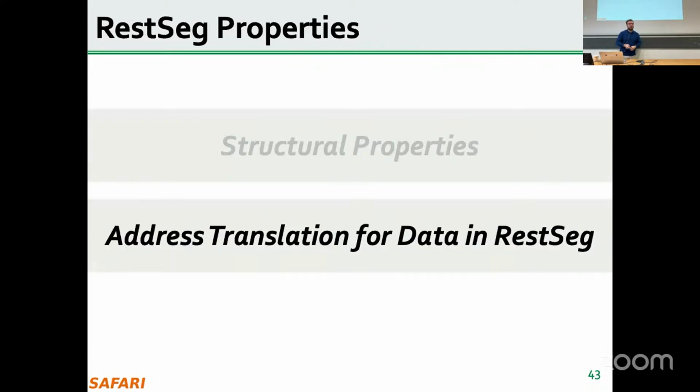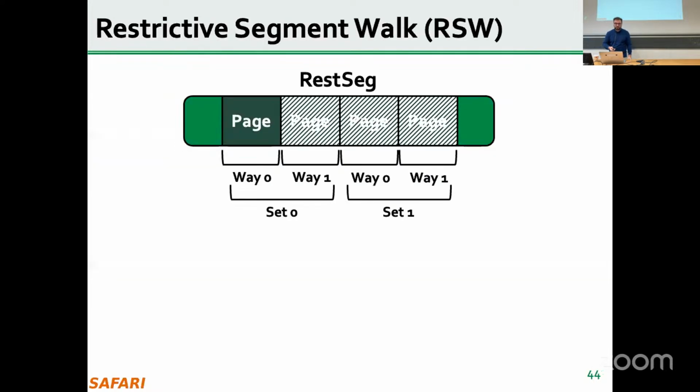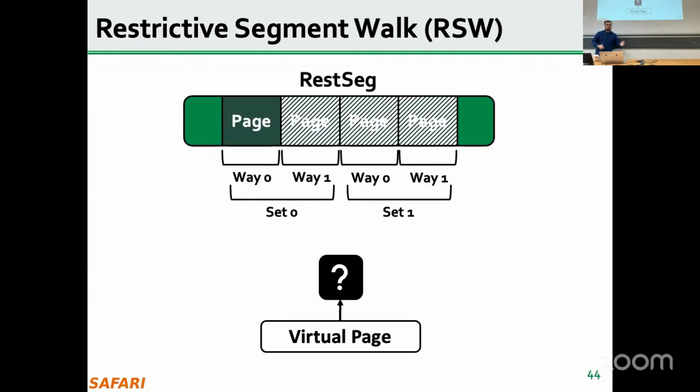Let's see right now how address translation is happening for data that reside in a restrictive segment. What is the problem? We have our virtual page, right? And we need to find out. Our virtual page is stored in this spot, in the first page of the restrictive segment. And the question is, how do I find out that this virtual page resides in set 0 and way 0? That's the question we need to answer. How do I find this out?